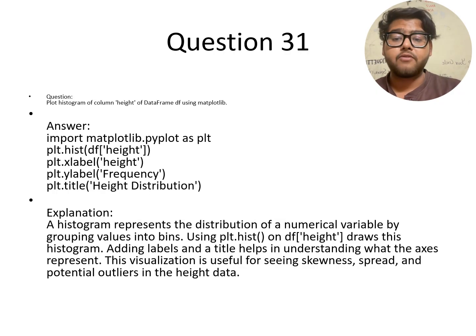Question number 31, plot a histogram of column height in data frame df using matplotlib. The explanation for this is, a histogram represents the distribution of a numerical variable by grouping values into bins. Using plot.hist on df draws the histogram.